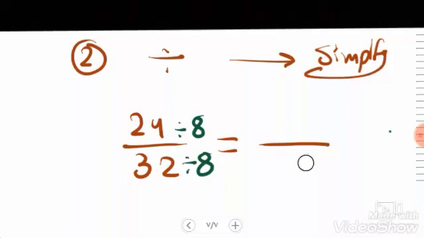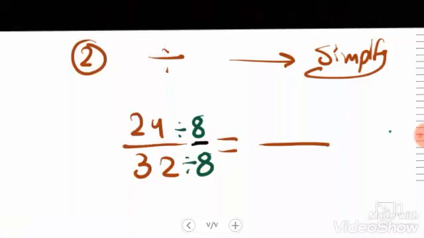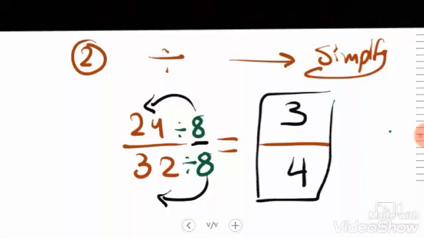24 divided by 8, how do I know the answer? I ask myself, 8 multiplied by what gives me 24? The answer is 3. 8 multiplies by what gives me 32? The answer is 4. So my equivalent fraction here is 3/4. Okay, this is a little bit hard, but it is easier when I have a number in the second place.